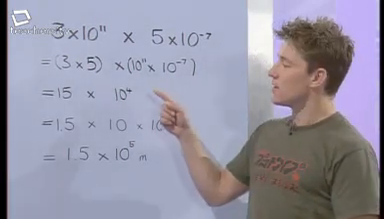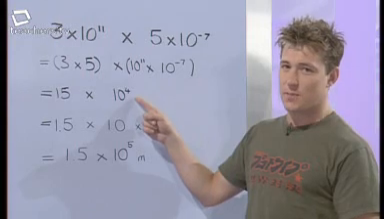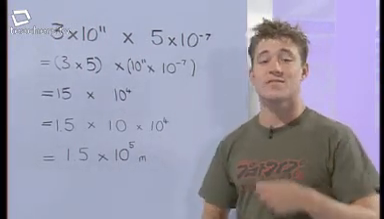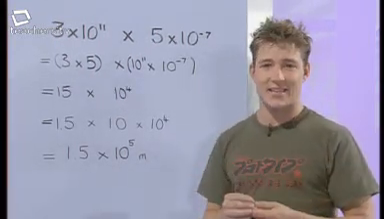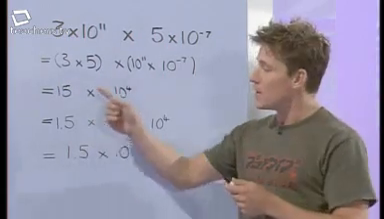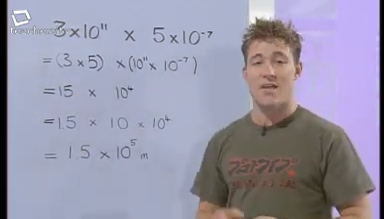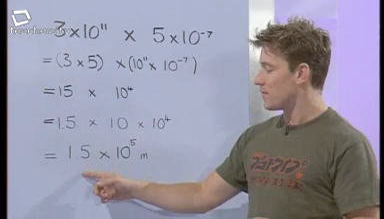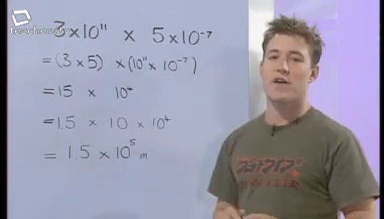And Ben's mistake was not to give his answer in standard form. If I'd left my answer like this, as 15 × 10⁴, I'd have lost marks. I've done my working out right, but it isn't in standard form because the first number here is more than 10. The correct answer is 1.5 × 10⁵ metres.